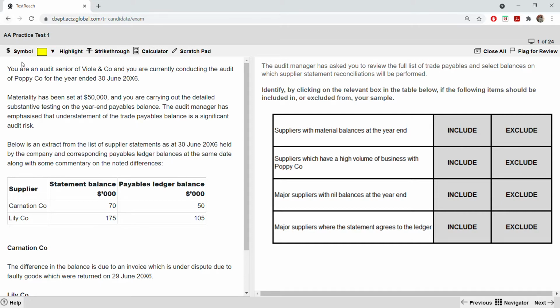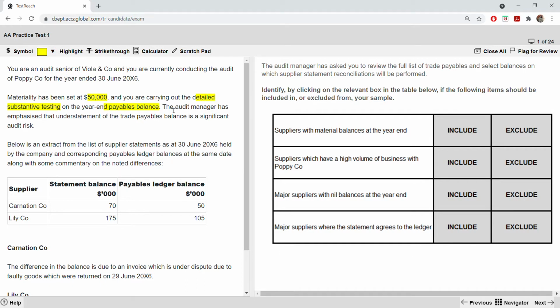So you are an audit senior of Viola and Company and you are currently conducting the audit of Poppy Company for the year ended 30th June 2006. Materiality has been set at 50,000. You can highlight. And you are carrying out the detailed substantive test on the year end payable balance. So the thing is, this is a payable balance, and it is a detailed substantive test.